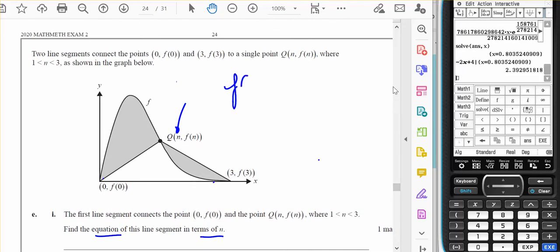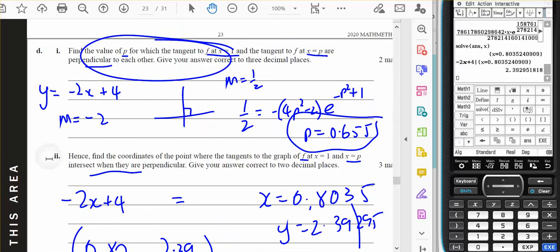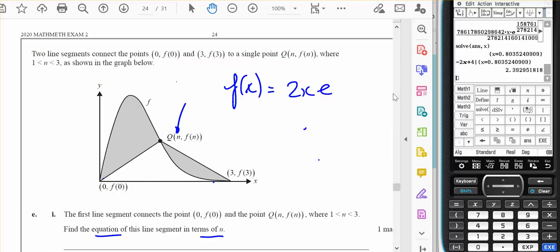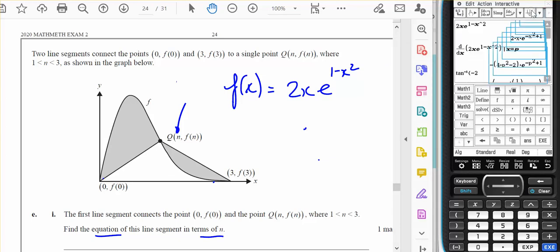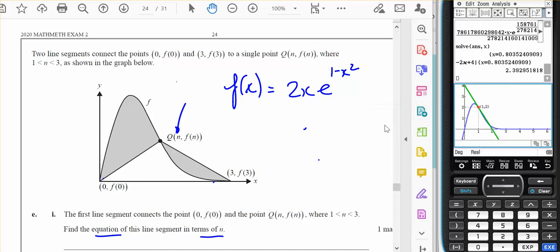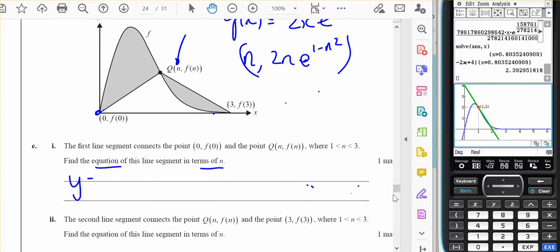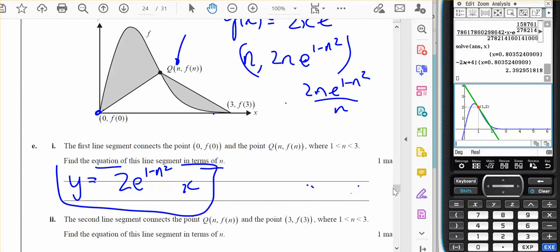Cool, so I'm assuming f of x is still whatever it used to be, 2x e to the 1 minus x squared. Yep, okay, cool. So I've got a point which is n and 2n e to the 1 minus n squared, and I've got a point which is 0, 0. So my equation is going to be y equals the gradient. So that will be a rise of 2n e to the 1 minus n squared over n. So it's going to be 2 e to the 1 minus n squared x. That should be the equation of this straight line here.